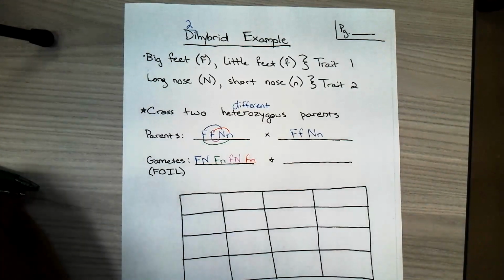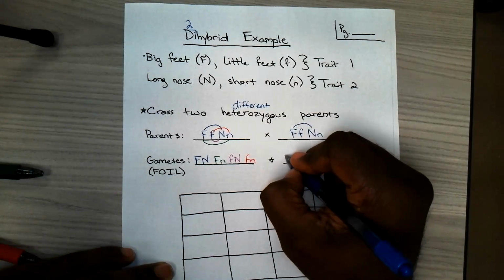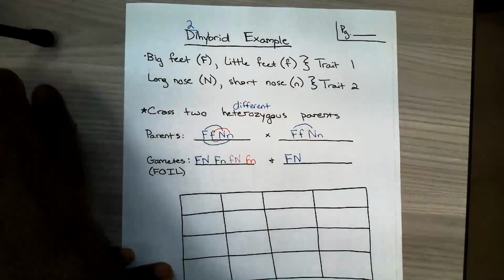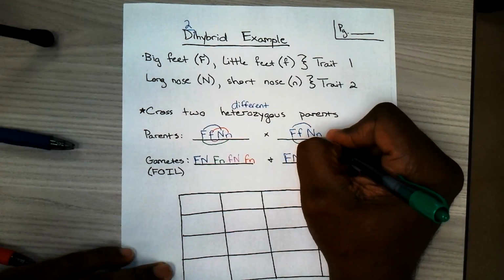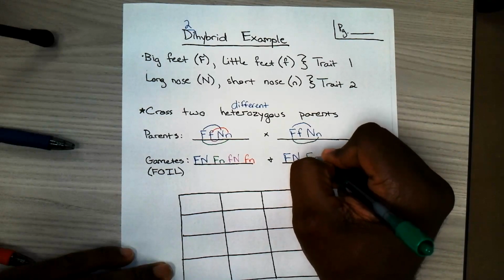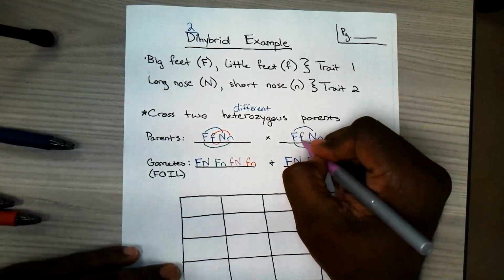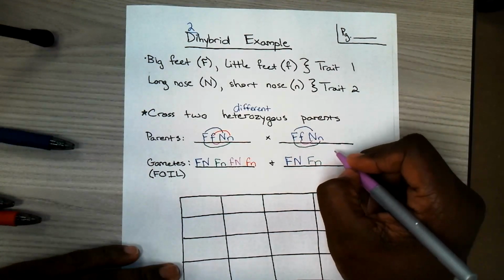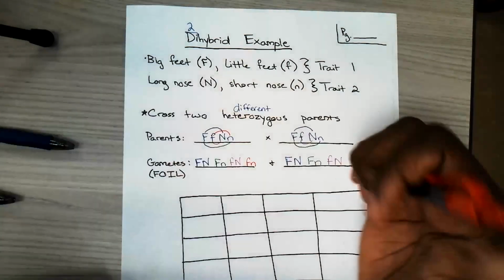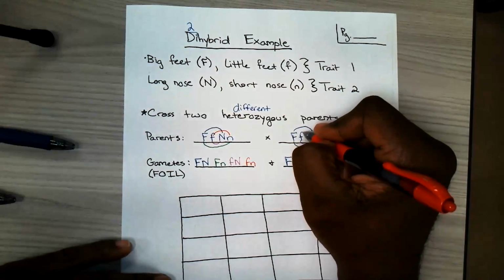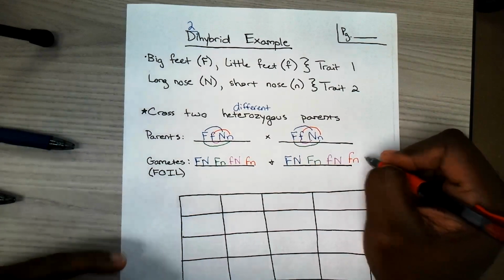Now we're going to repeat the same thing with the second parent. We're going to go first, big F, big N, outside, big F, little n, inside, little f, big N, and last, I keep wanting to call that outside. This is last. You're going to get little f and little n.